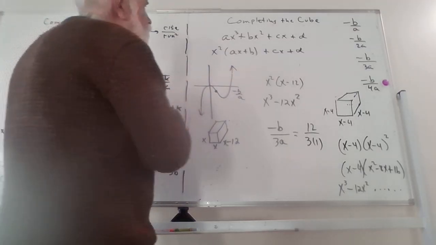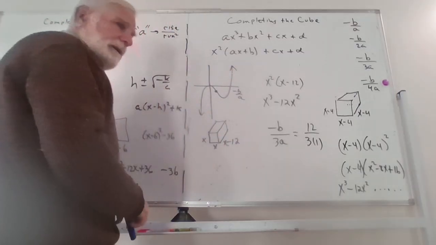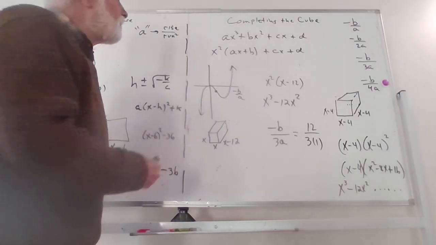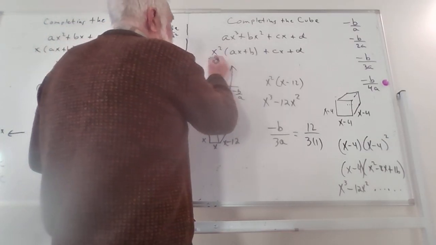Well, completing the cube means we draw a cube. And so I use this one, x times (x minus 12). Why? Because, again, it's all taking place right here.